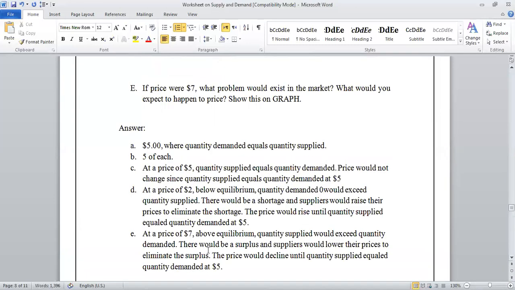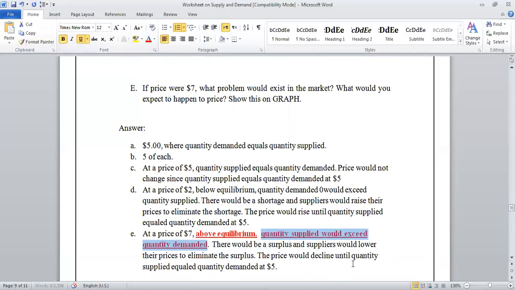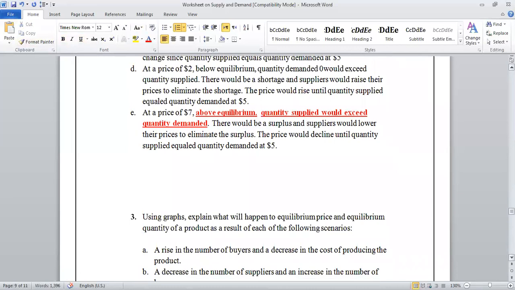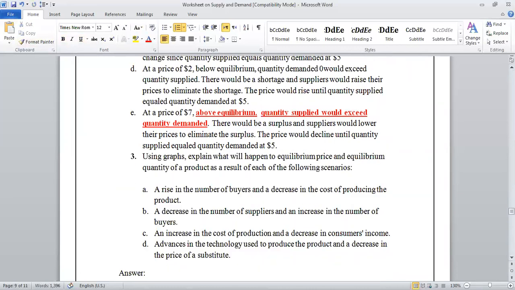So at a price of 7, you are above equilibrium, which means that your quantity supplied is bigger than your quantity demanded. And it means that your prices will fall from 7 until they reach the equilibrium price.